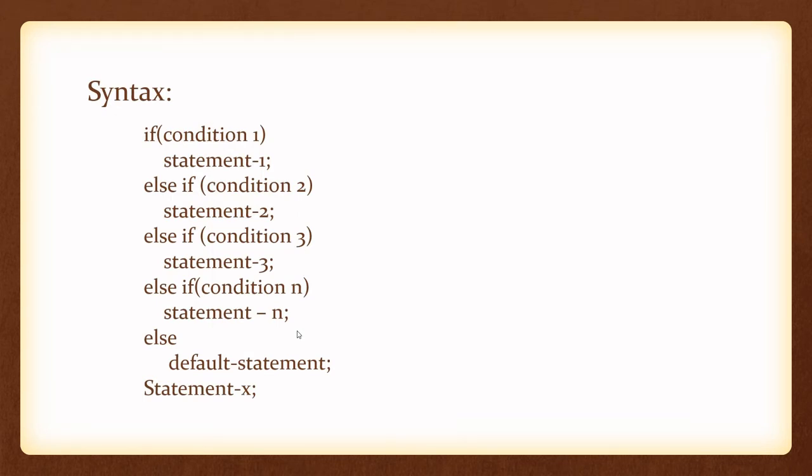This is the syntax for an else if ladder. First you are checking for the condition, so you are using if condition 1. Within the if statement, you write statement 1, and then else if condition 2, statement 2, else if condition 3, statement 3, else if condition n, statement n. It means you can have n number of conditions here.